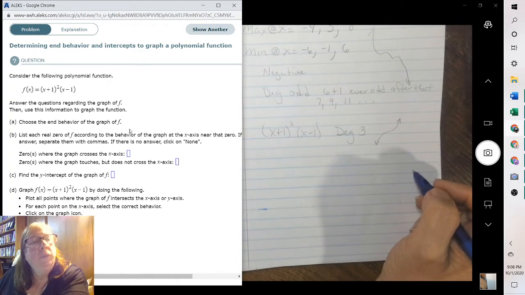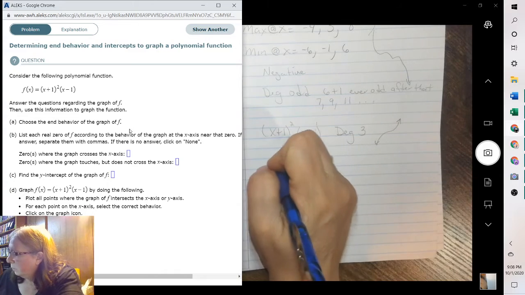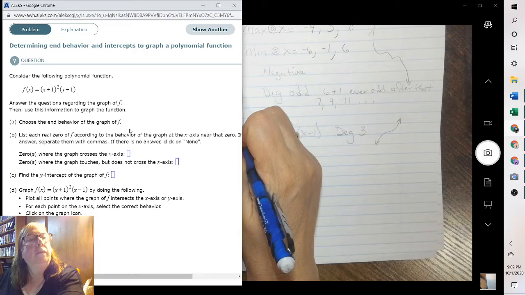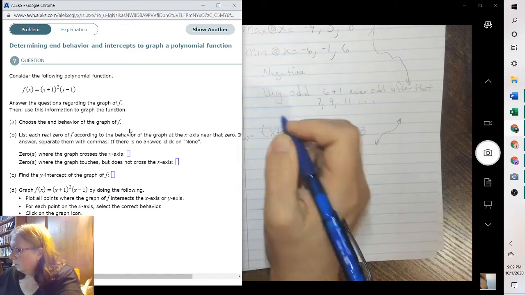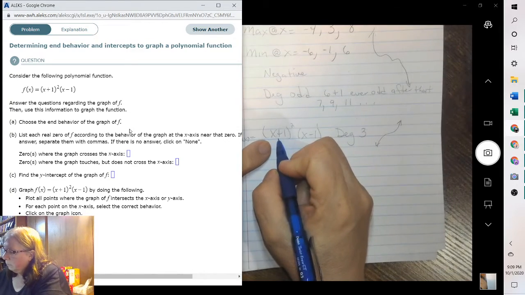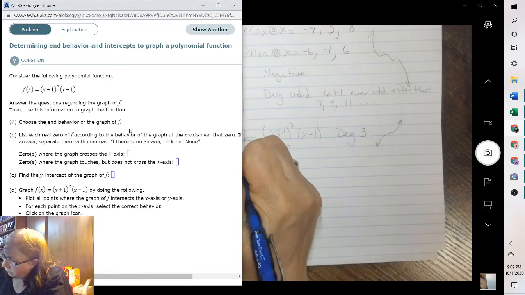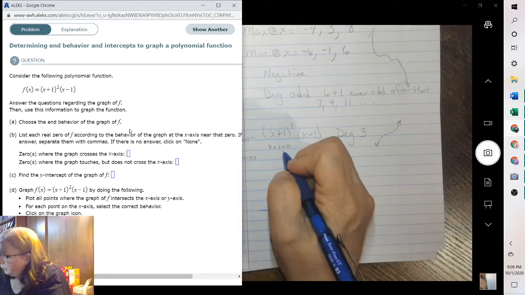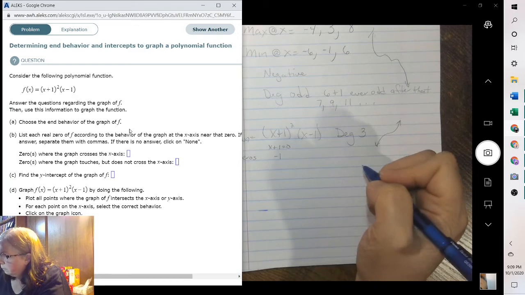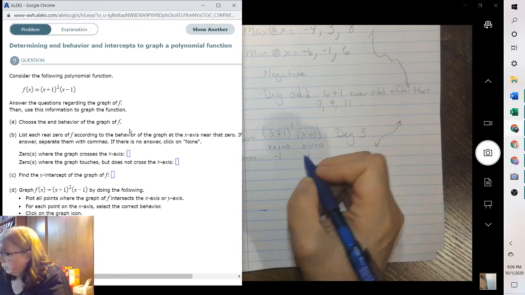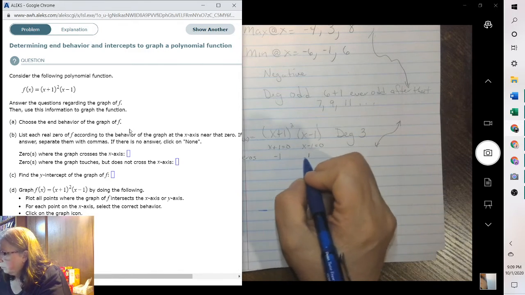List each real zero. Okay, when you're listing the zeros, you're setting them equal to 0. So we have f of x. If we set this equal to 0, we get a -1. If we set this one equal to 0, we get a +1. So these are our zeros.